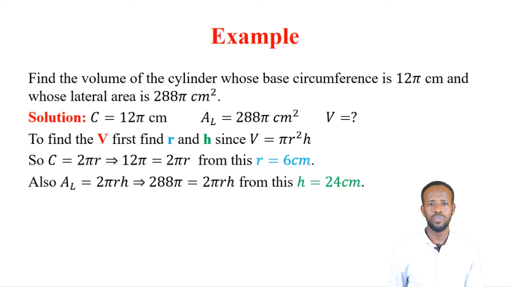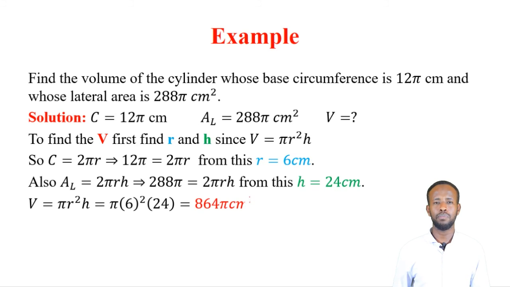Now the volume will become easy. V is equal to πr²h, which is π times 6 squared times 24. And this will give us 864π cubic centimeters. We have practiced only the formulas that we have learned.